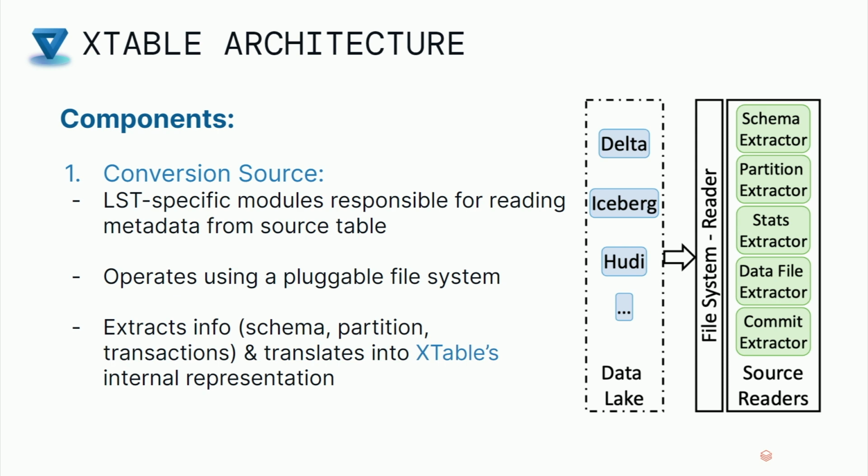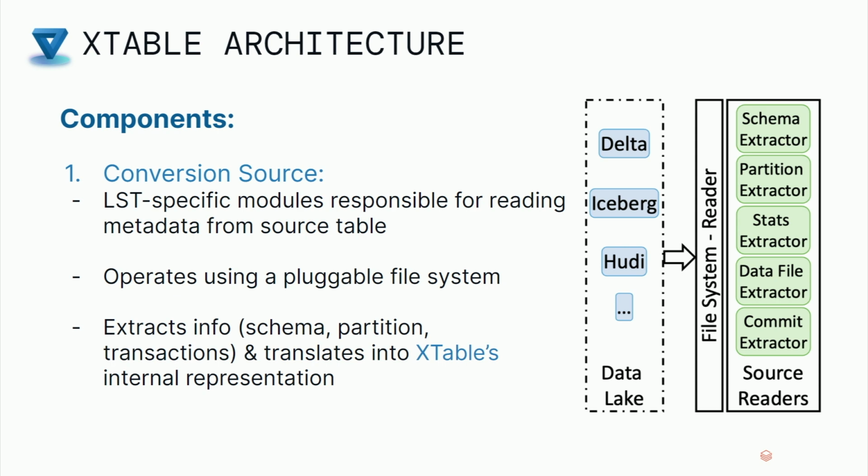They operate using a pluggable file system, which allows you to connect through different data lake implementations. The whole idea is that it extracts information around the schema, transactional information, partition-related information, and statistical information. That information is aggregated here, and that's what the convergence source does.